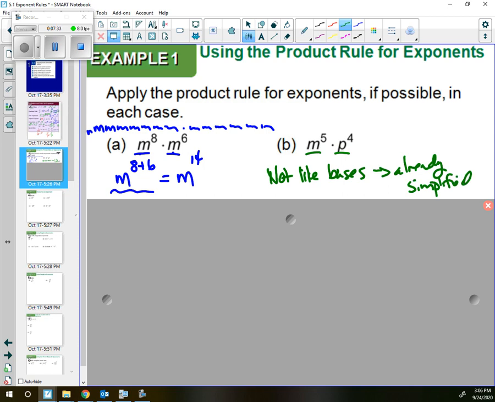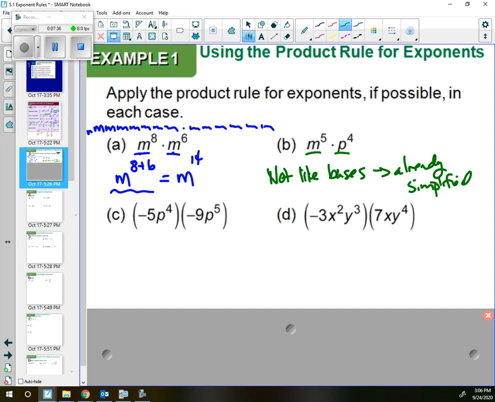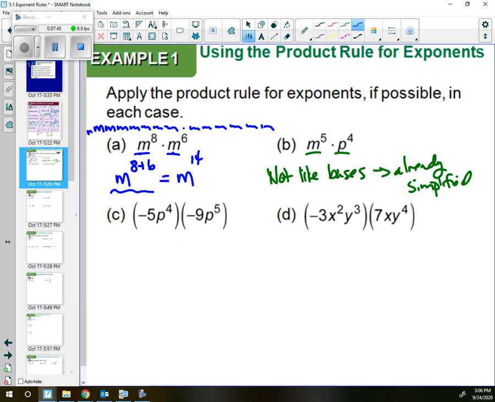So please be aware, you have to make sure that you have the same base to be able to do these. All right, now we're going to do some of those product rules. So we're going to do product and power rules, both of them actually. If we have multiple terms like this, it's really a lot of sorting and organizing.